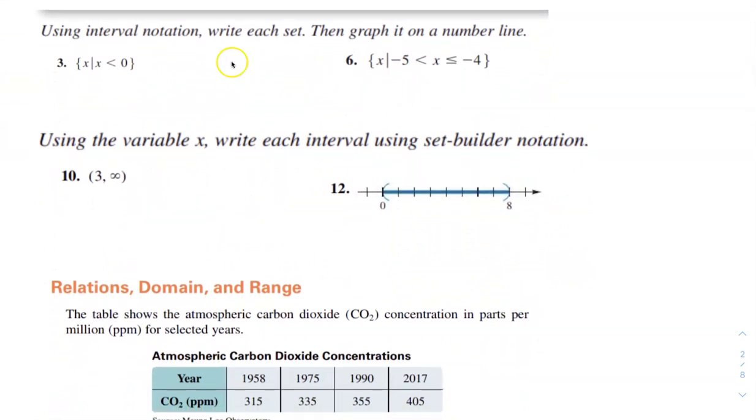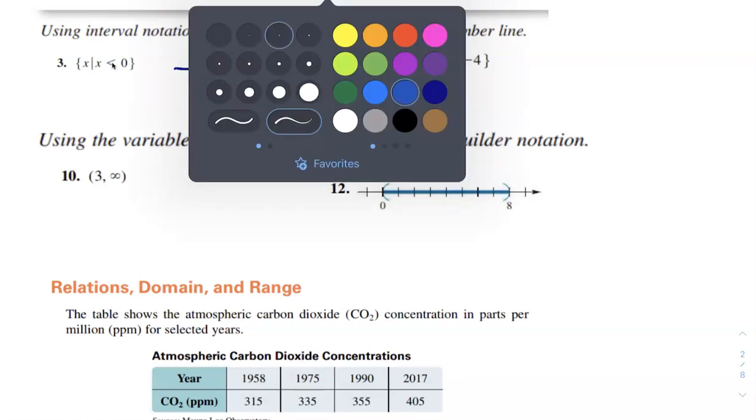So let's do a couple examples. Using interval notation, write each set, then graph it on a number line. I actually kind of go backwards. I'll graph on the number line first, and then write it in interval notation. So here's my number line. Here is 0. It cannot be 0, so open circle, and I'm less than 0. Less than kind of points you in the right direction, like an arrow. The pen is too thick for me to do that.